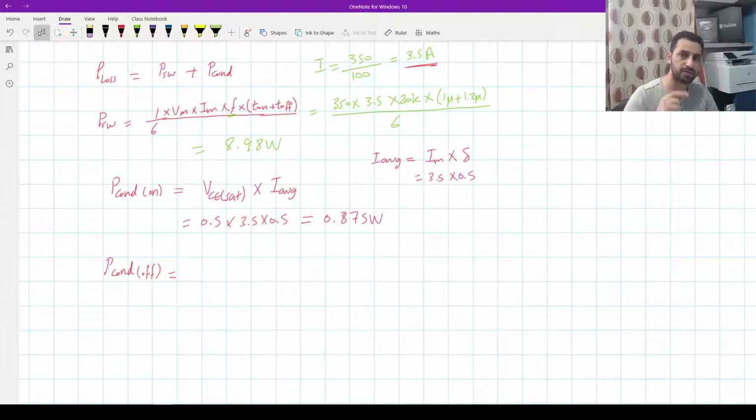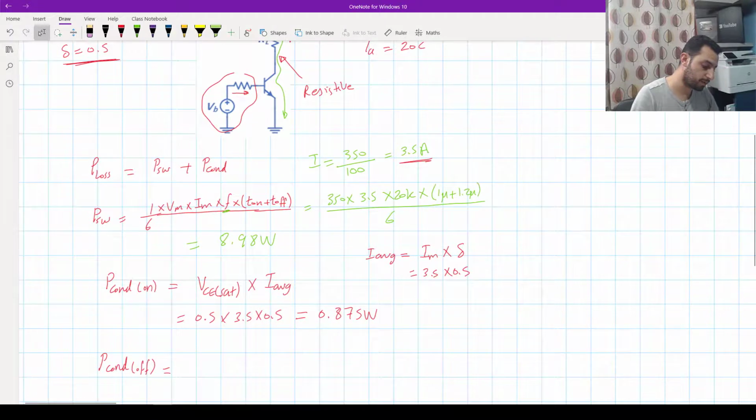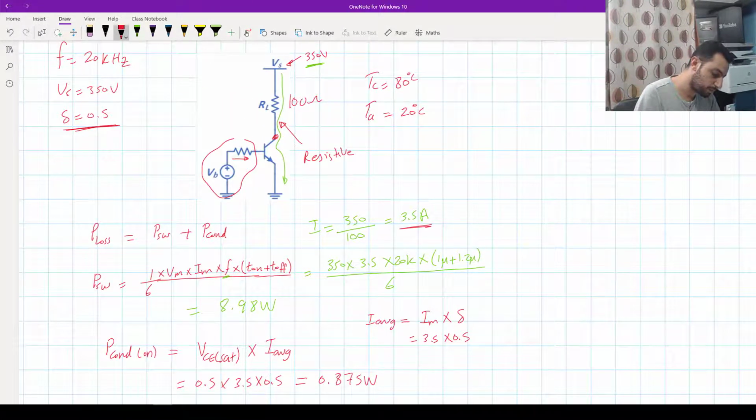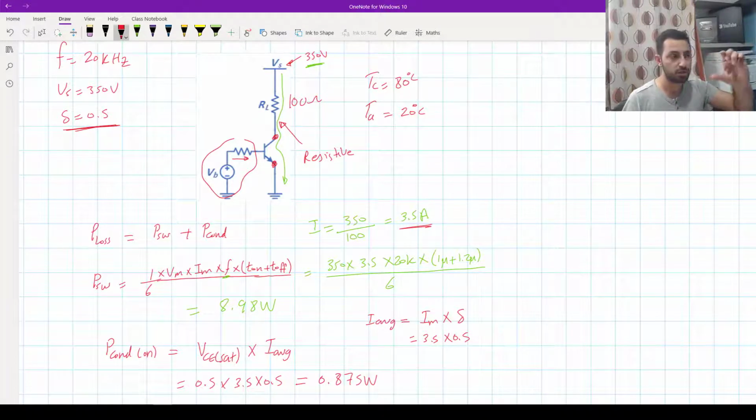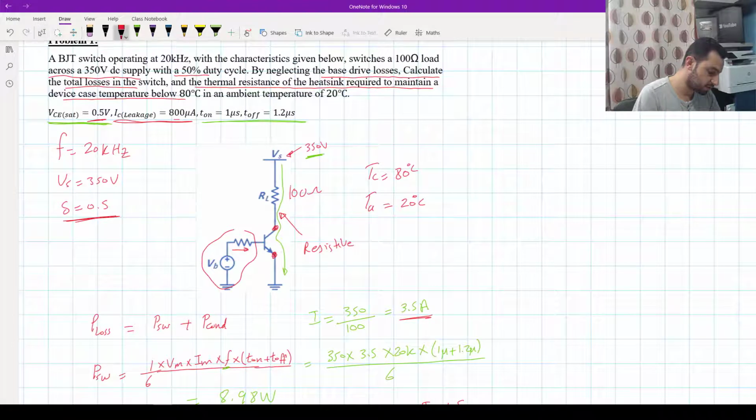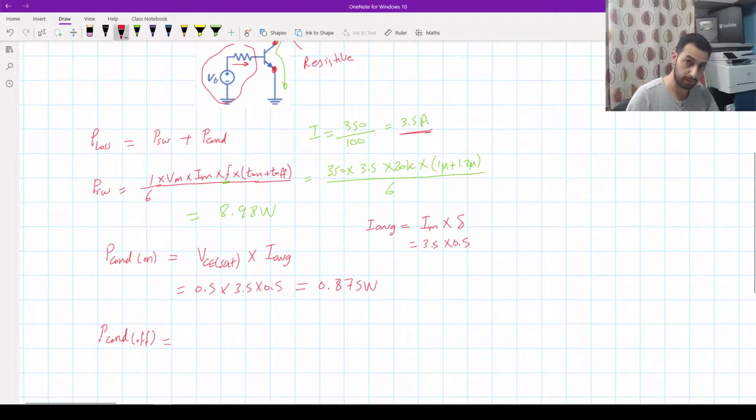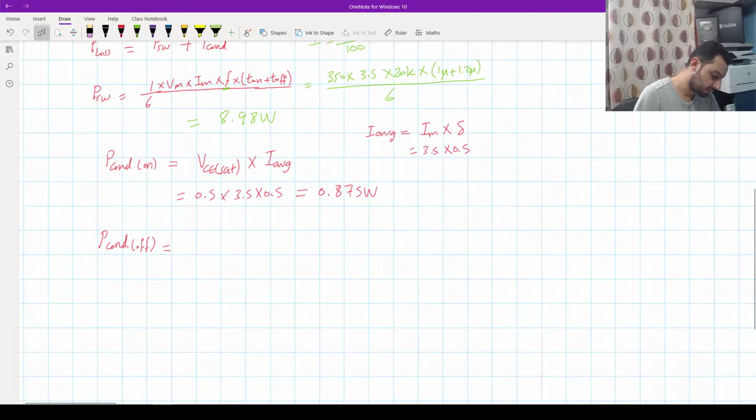Off state, the transistor is off. That means the voltage applied across its terminals is the maximum voltage, which is the source voltage. Between that point here and that point we have the 350 volt waiting there because the transistor is off. There is some leakage current going through the transistor, and that leakage current is about, as mentioned here, 800 microamp. So again, we calculate that by V off times IC leakage.